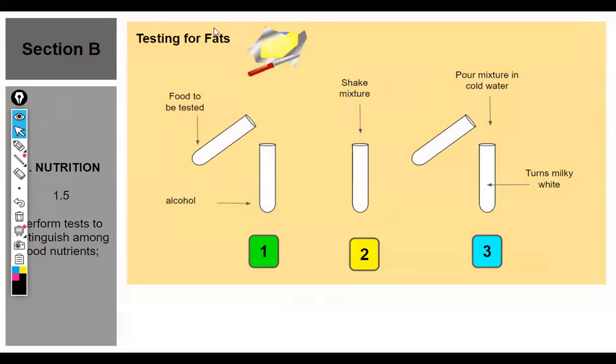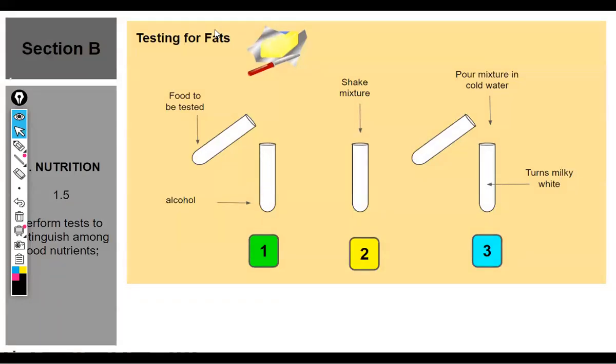All right, so this one here is the test for fats. And this one is pretty easy. Fatty foods are like butter, cheese has a lot of fats, avocado has a lot of fats. This one is pretty simple. You're just going to take the food that's being tested, you chip it up and you mix it with alcohol. So you're basically mixing the alcohol and the food being tested.